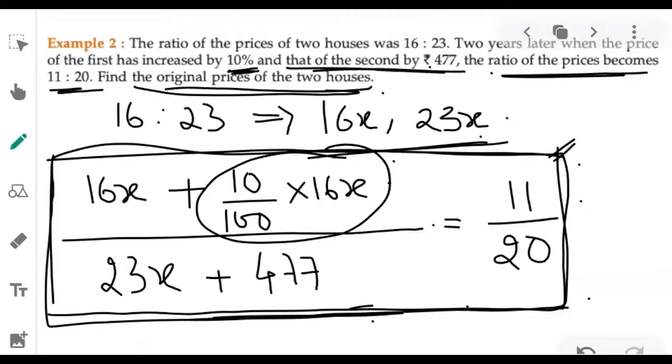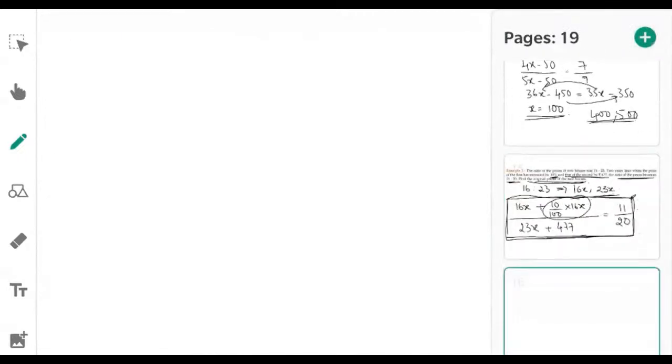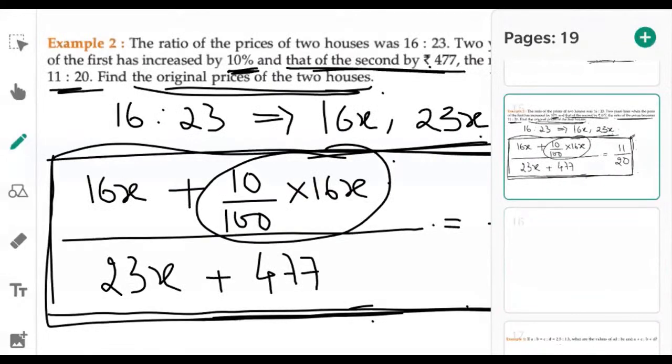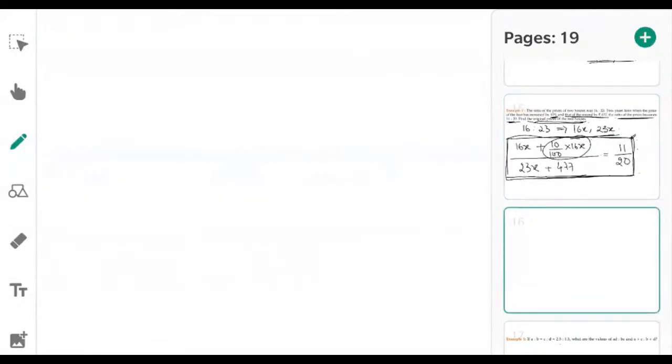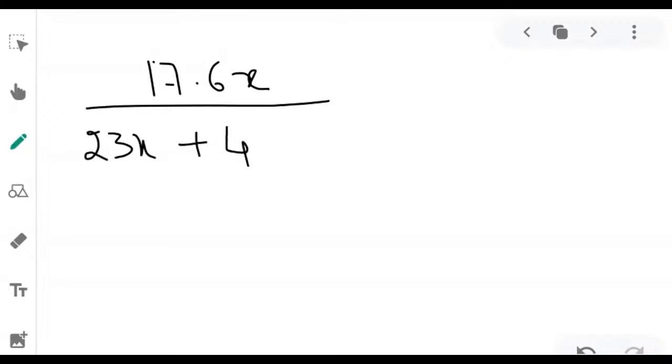Vinay, can you tell me what is the value of x here? Yeah, anyone? And I got x as 53. X as 53. Okay, that is 17.6x by 23x plus 477.